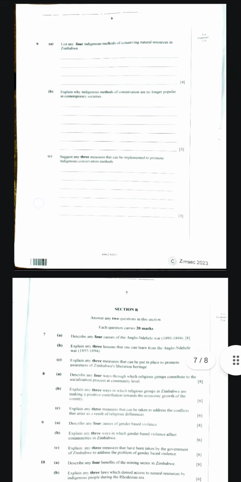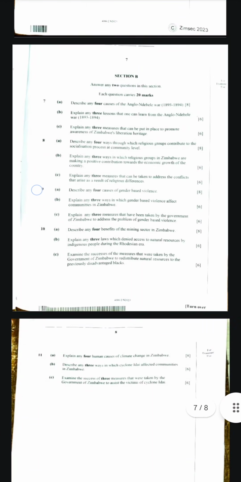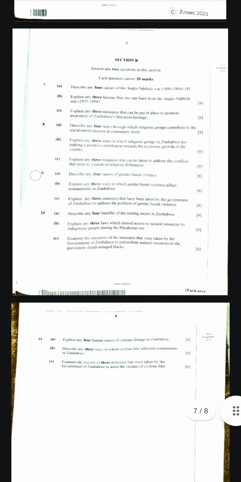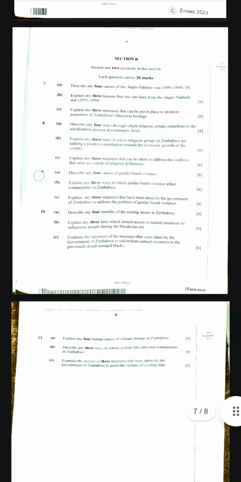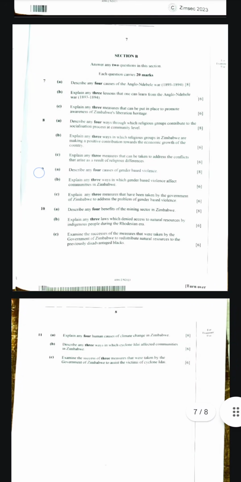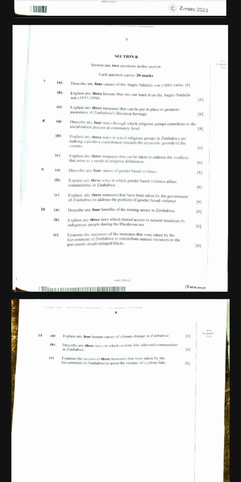So, Heritage Studies Paper 2, November 2023. We did section A last time, and section A spanned from number 1 to number 6. So we are going to do section B. In section B, you normally have to answer 2 questions to complete this paper, but we are not going to answer 2. We are going to answer 1, 2, 3, 4, 5, that is number 7 to 11. And each question carries 20 marks.